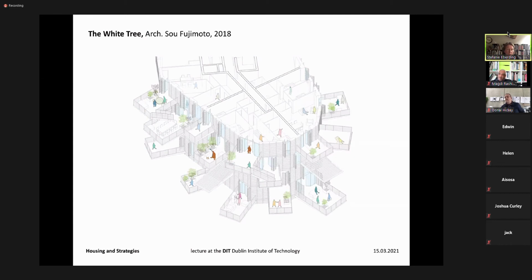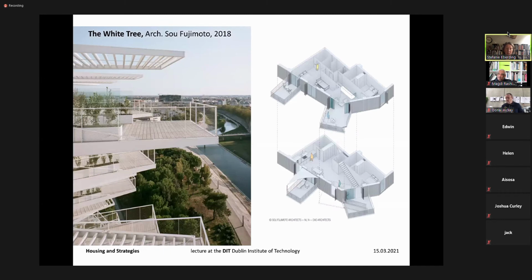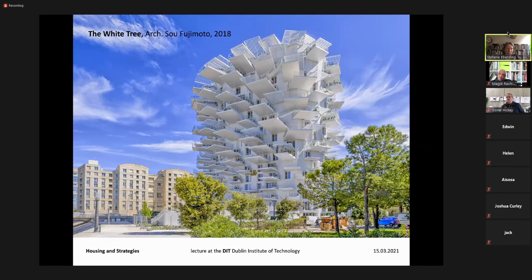You should also look at the drawings of Sou Fujimoto. They're really great to look at, really inspiring. So it's not just finished architecture, it's also the kind of drawing or the kind of expression architects use to visualize their ideas. A view to the apartments, also multi-level apartment spaces. And a view from the outside.